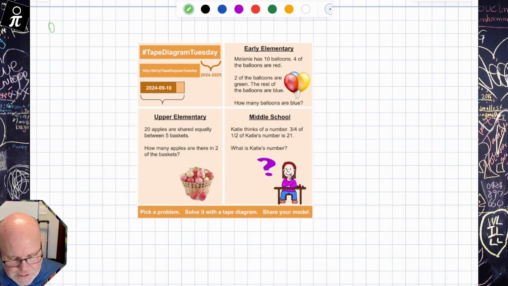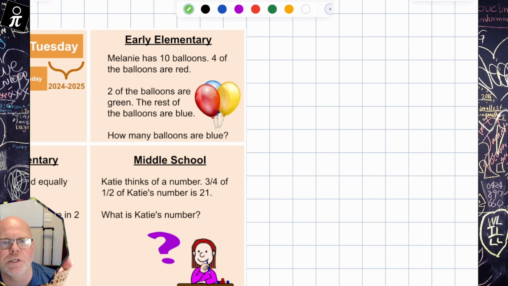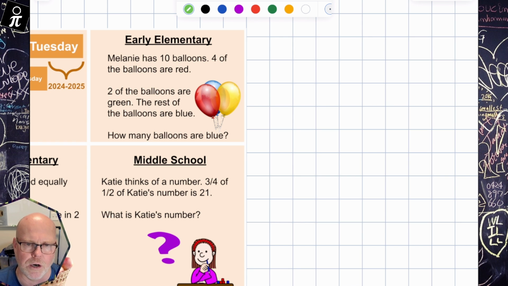And our first elementary problem, early elementary, Melanie. She has 10 balloons. 4 of the balloons are red. 2 of the balloons are green. The rest of the balloons are blue.